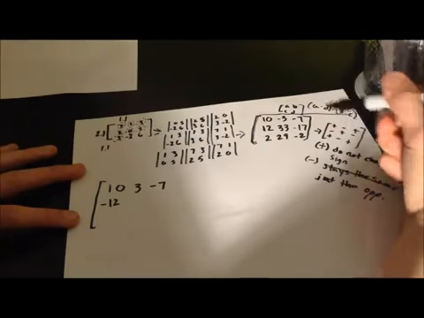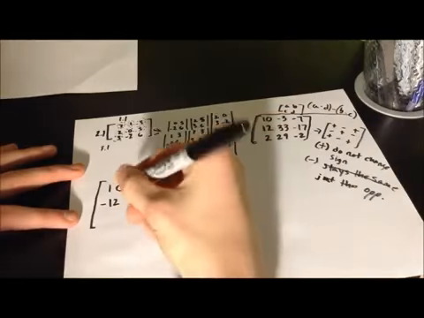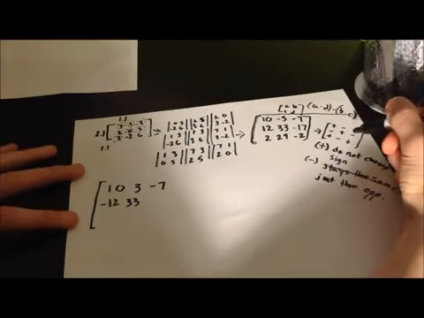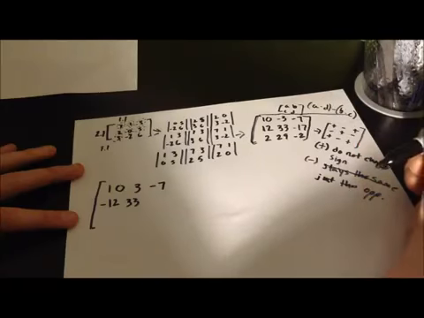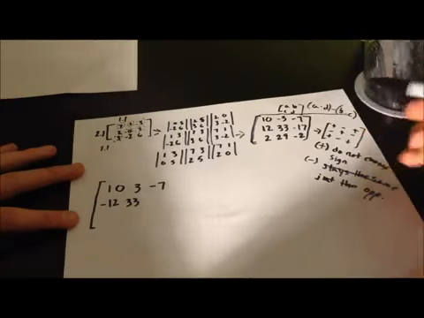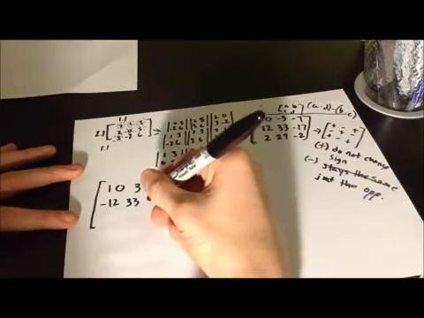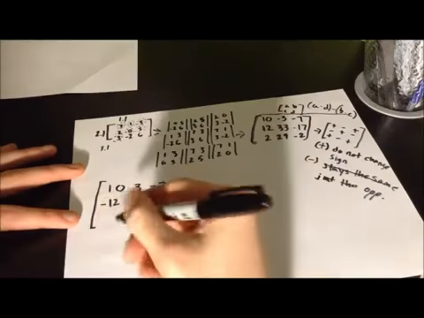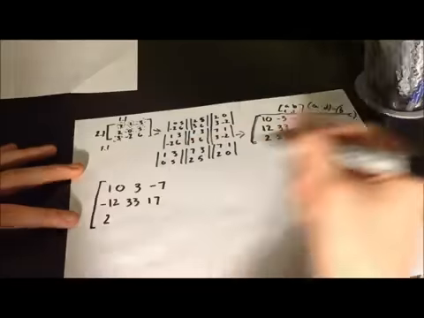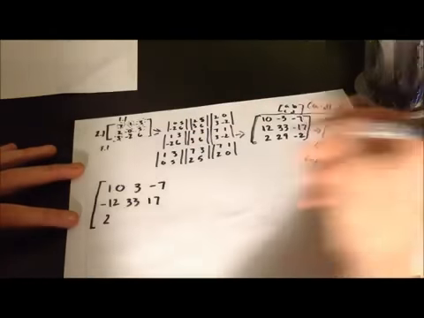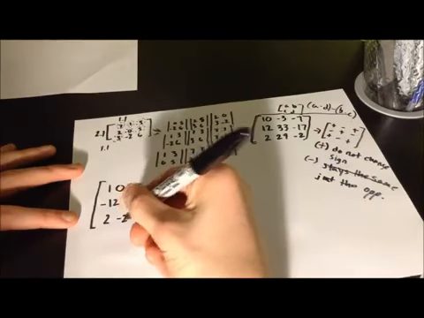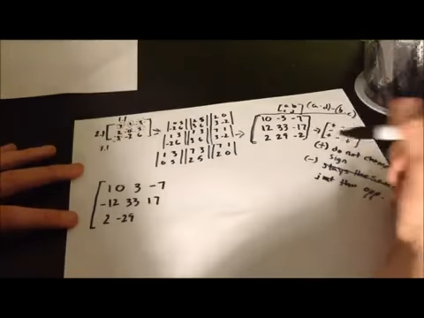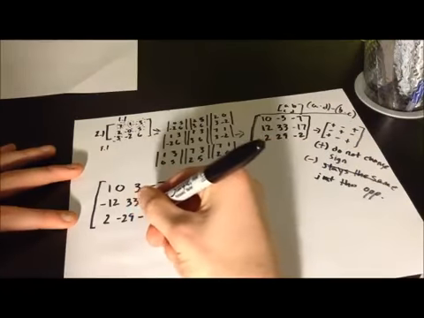Then we have a plus for 33, and that's positive, so we're going to keep it the same. Then we have a minus for negative 17. So what we're going to do then is change the sign to positive 17. Then we have a plus for 2, so it's going to stay the same. We're going to have a negative for 29, so we're going to change it to negative 29. And we have a plus for negative 2, so we're going to keep it at negative 2.